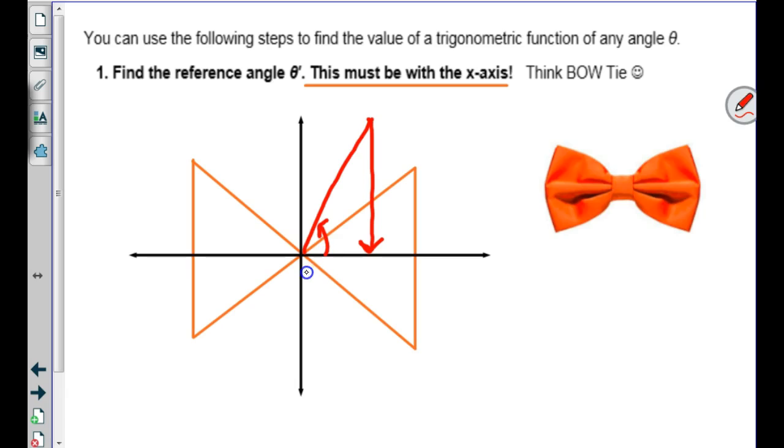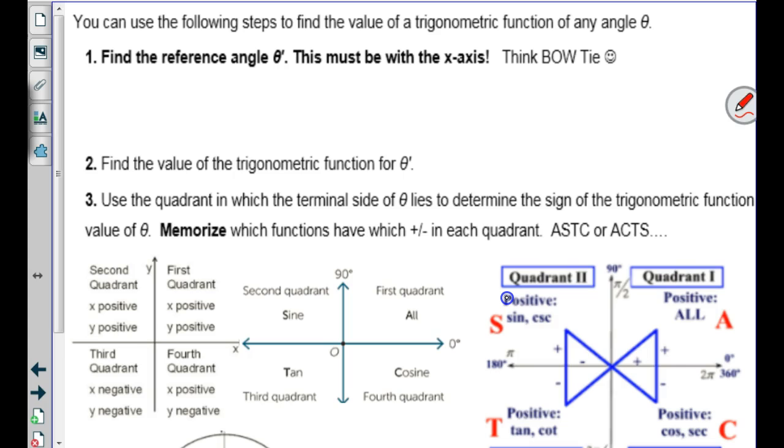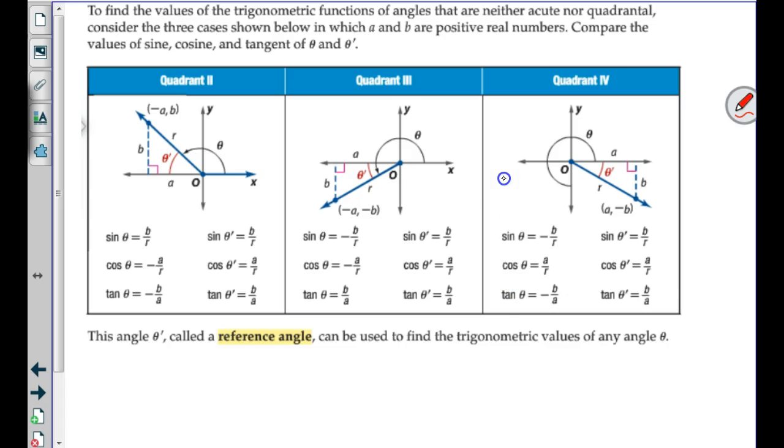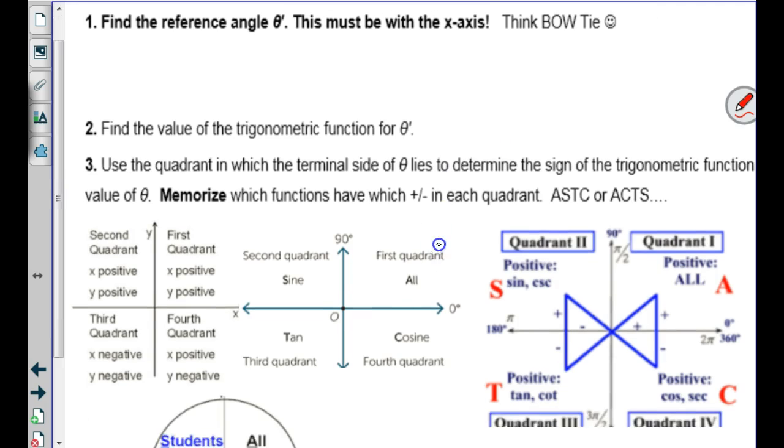Okay, so if you are in quadrant 4 somewhere, you draw your triangle and you talk about this is the acute angle it makes with the x-axis. So the reference angles, okay.